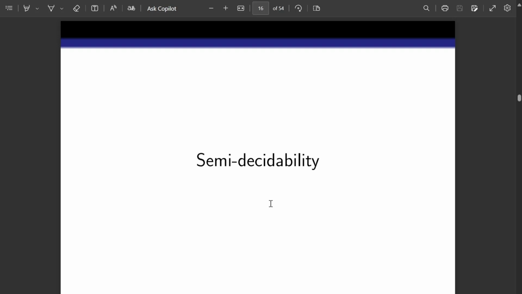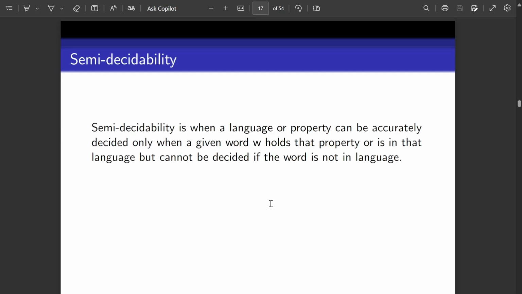Semi-decidability is where things get a bit dicey in terms of how to define stuff. It's a bit more theoretical. So semi-decidability is when a language or property can be accurately decided only when a given word holds that property or is in the language, but you cannot decide if the word W is not in the language.